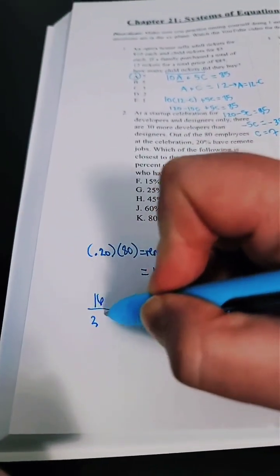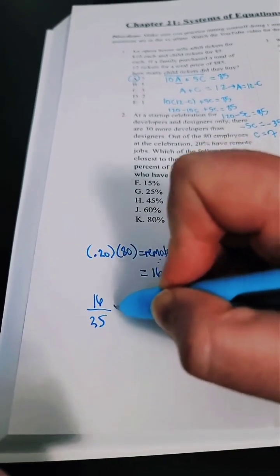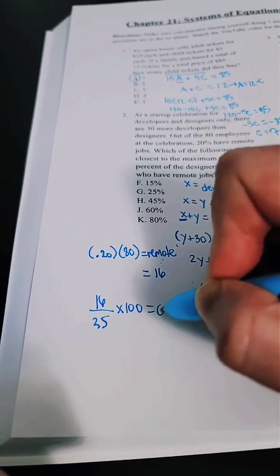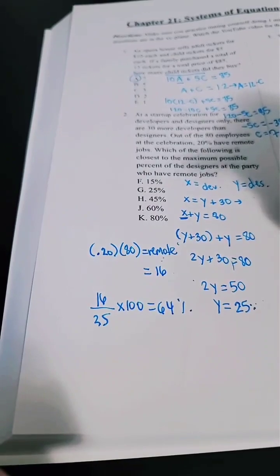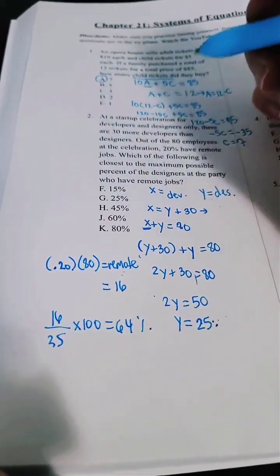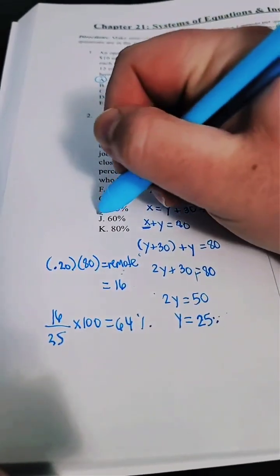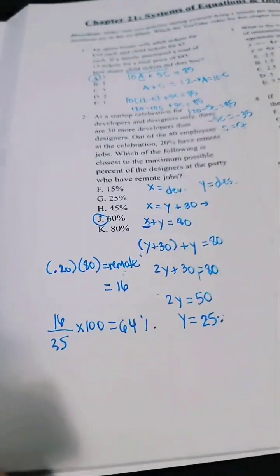So we could say 16 out of 25, and if we want to turn that fraction into a percent, we just multiply by 100. So then we have 64%. So which is closest? Then it would be J. It's not exactly that, but it said closest.